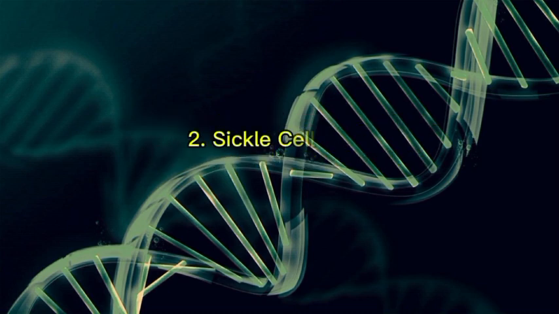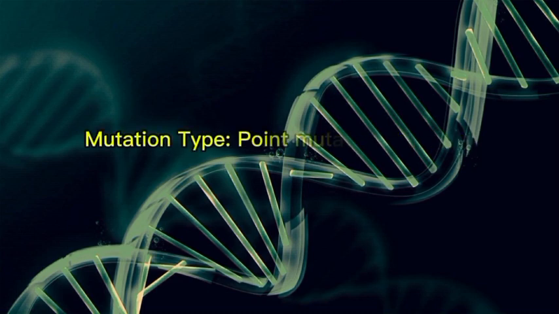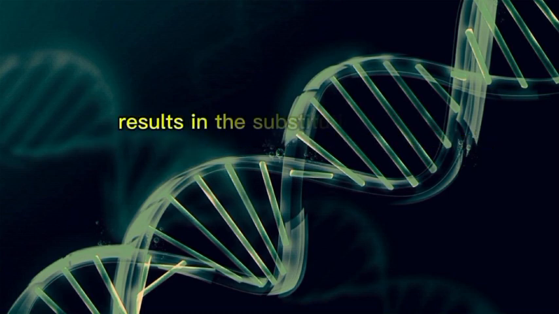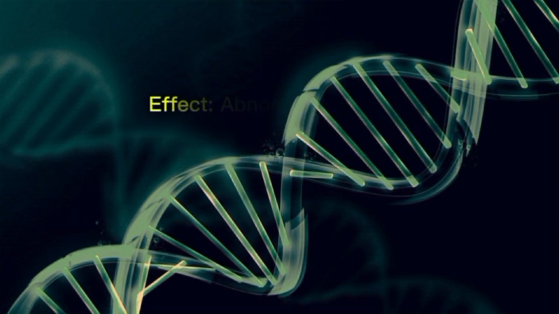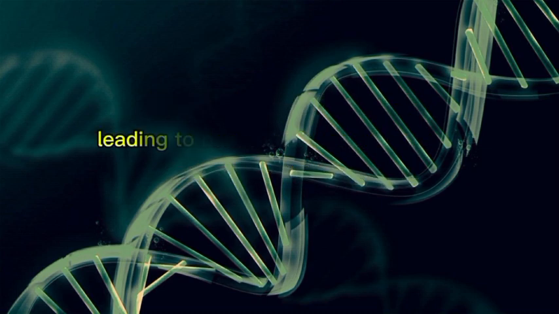2. Sickle cell anemia. Gene involved: HBB, hemoglobin beta. Mutation type: point mutation, missense, where a single nucleotide change, A to T, results in the substitution of valine for glutamic acid at position 6. Effect: abnormal hemoglobin, HbS, causes red blood cells to become sickle-shaped, leading to blockages, pain, and anemia.